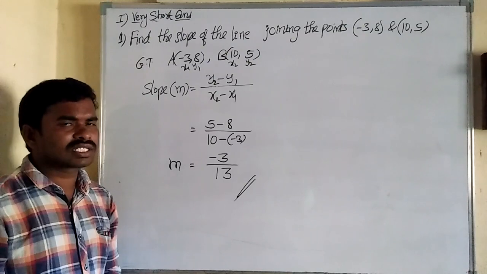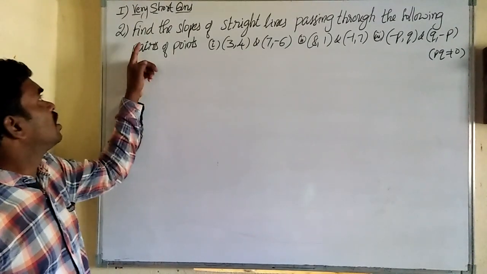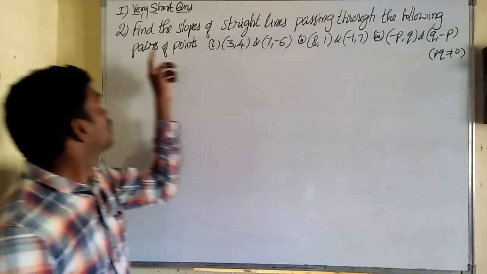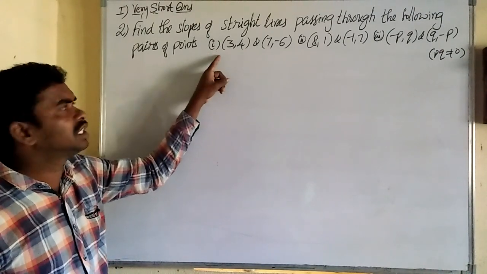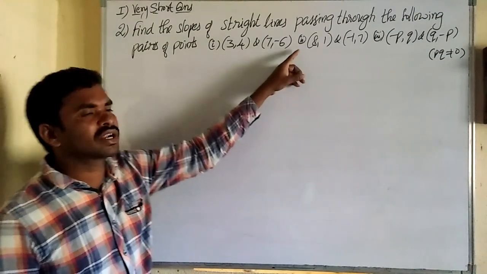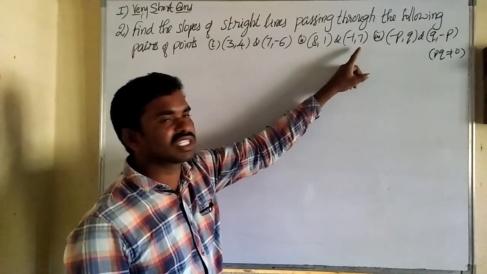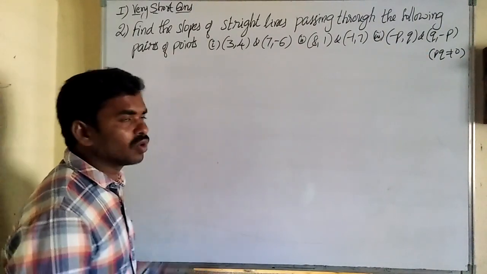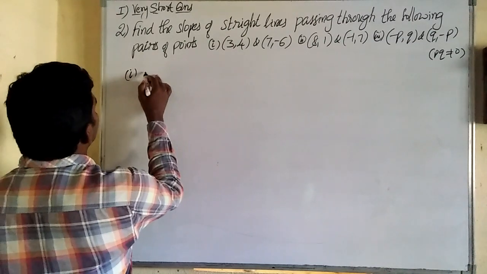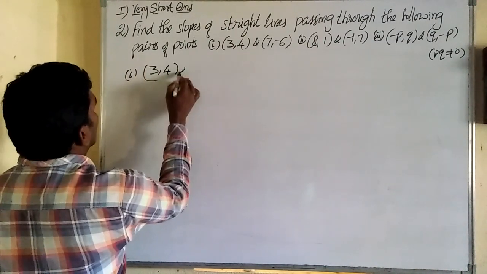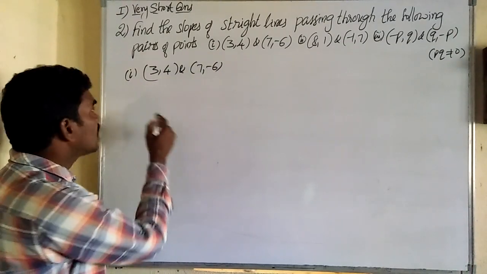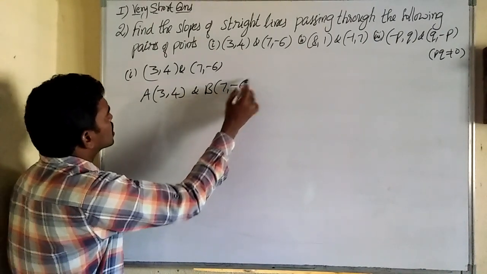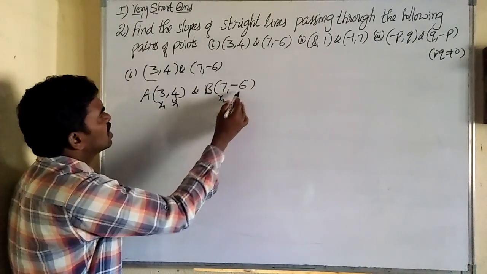Can we take one more problem like this? Yes. Second question: find the slopes of straight lines passing through the following pairs of points. First one, (3, 4) and (7, -6). Second, (8, 1) and (-1, 7). And third, (-p, q) and (q, -p). Very simple, in the same process. For the first one, let point A be (3, 4) and point B be (7, -6). So this is x1, y1 and this is x2, y2.